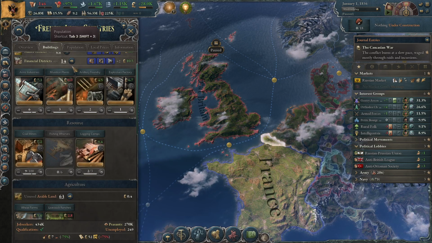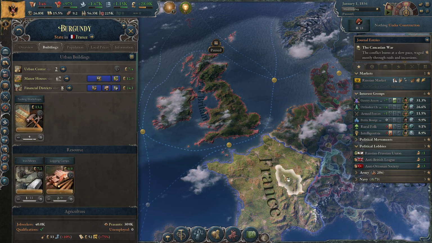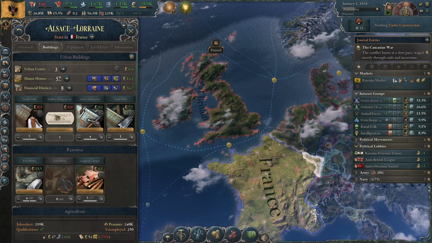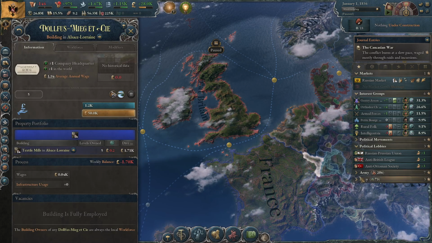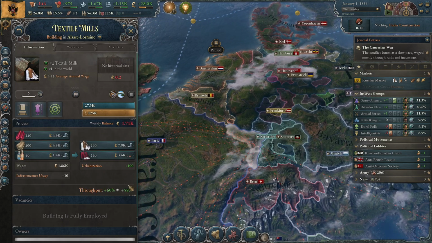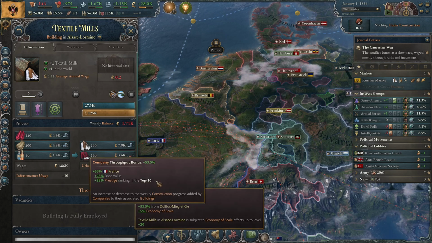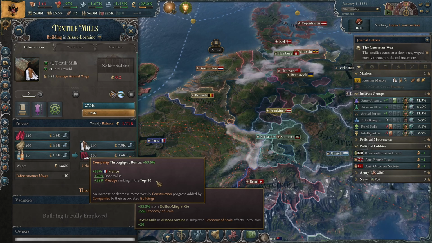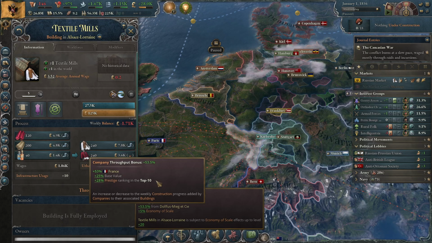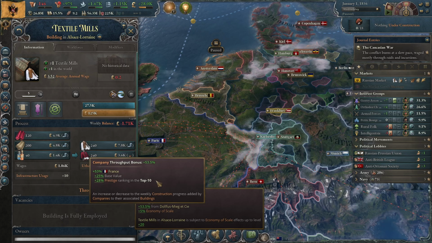If we go to France, they should have a company as well, if I can figure out where they've placed it. Oh no, France, where's your company? Where did it start? Here it is. So in this case, the company in Alsace-Lorraine owns 5 of the textile mills. It's not doing well right now. But as we can see here, by owning all those textile mills, it's giving the full bonus of its company throughput. Companies will provide a throughput bonus to any buildings they own that they specialize in.